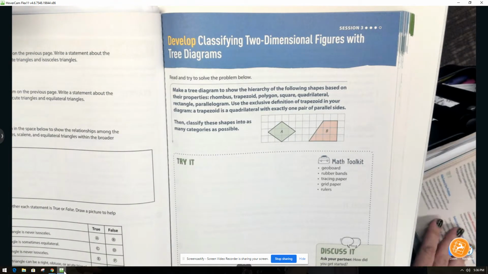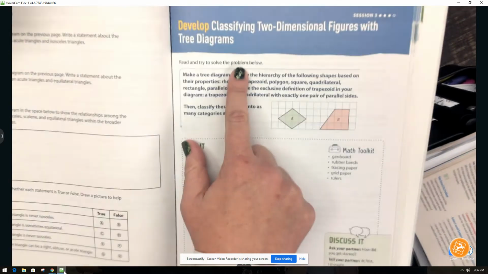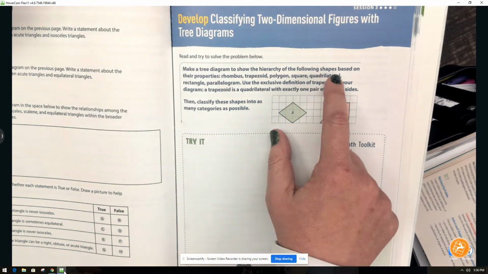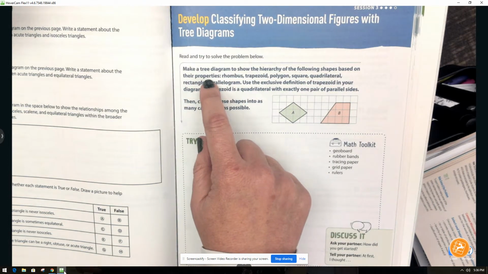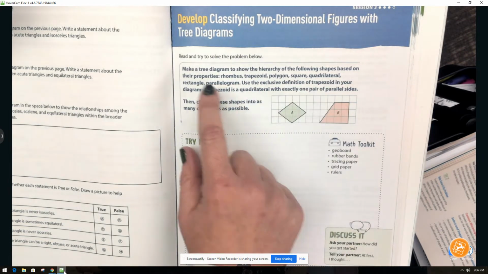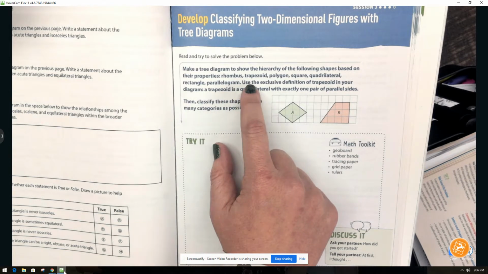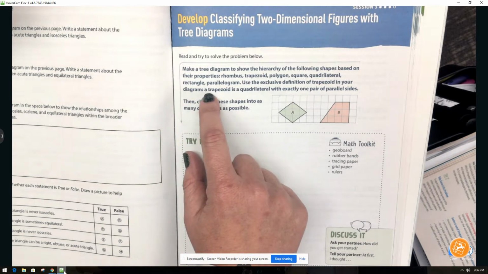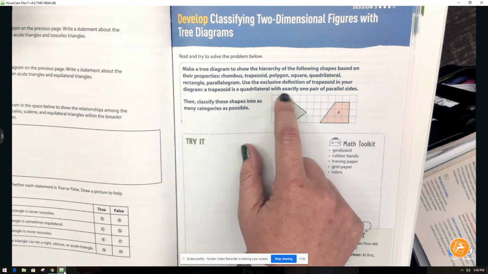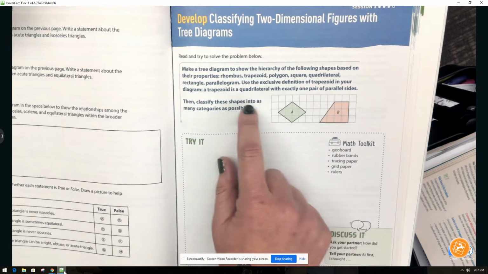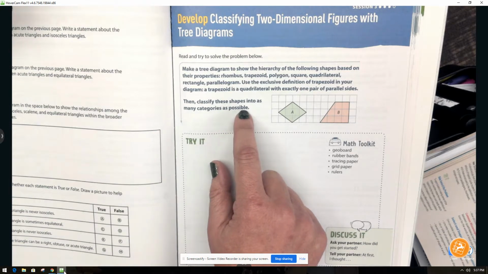All right, on page 597, it says to read and try to solve the problem below. Make a tree diagram to show the hierarchy of the following shapes based on their properties: rhombuses, trapezoid, polygon, square, quadrilateral, rectangle, parallelogram. Use the exclusive definition of trapezoid in your diagram. A trapezoid is a quadrilateral with exactly one pair of parallel sides. Then classify these shapes into as many categories as possible.